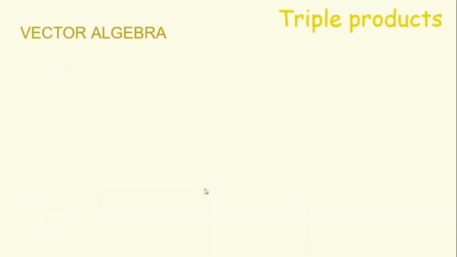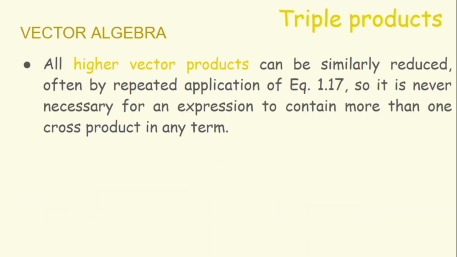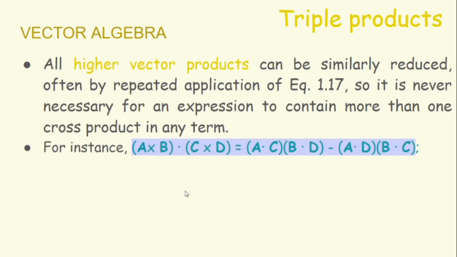And now we will see that if we have higher vector products, meaning more than 3 vectors, we can also reduce them by applying the previous rules, as we applied in dot product, cross product, scalar triple product, and vector triple product. The same rules will be applied here.